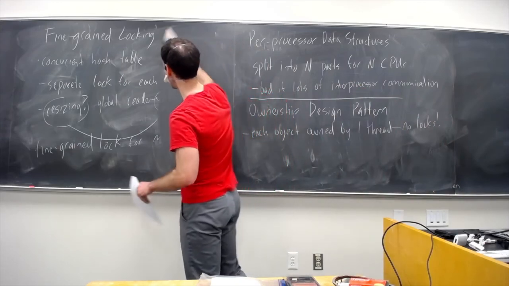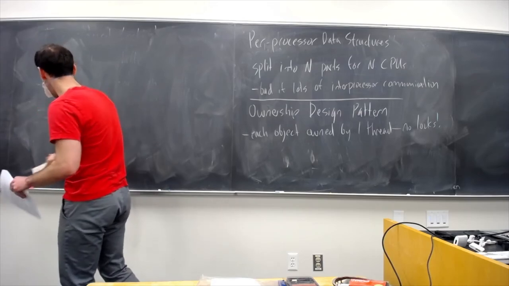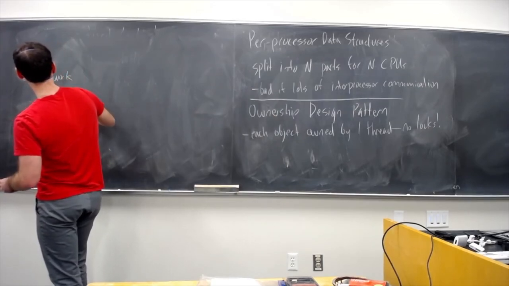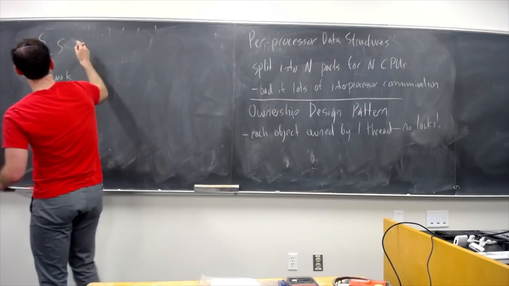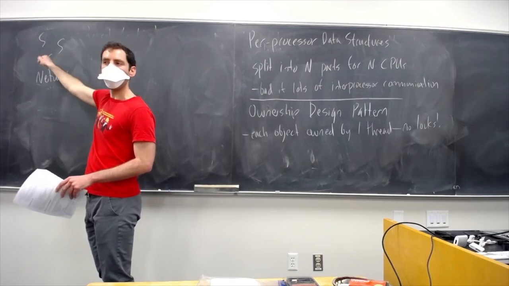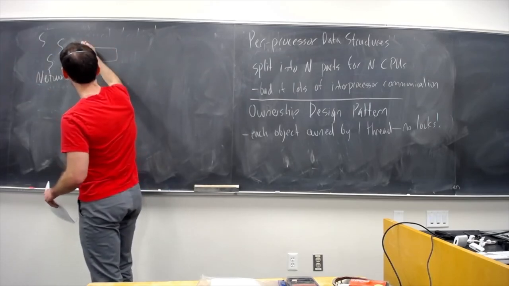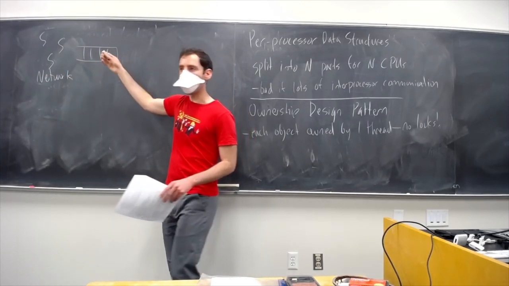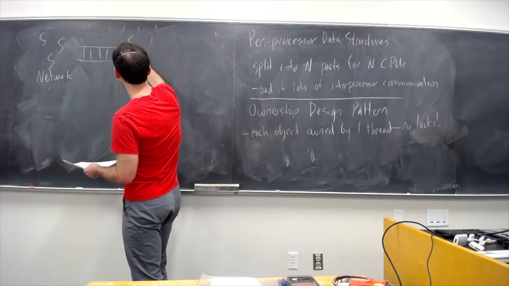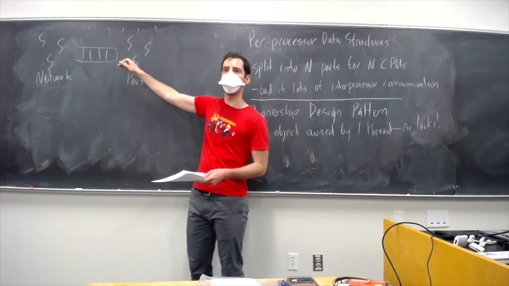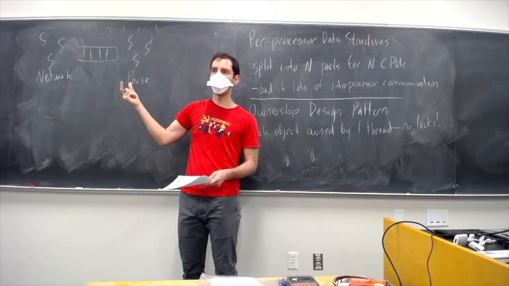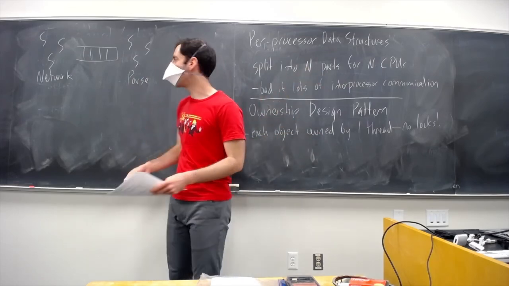As an example of this, we might have different stages of a program. Like a web server, we have a network stage where connections are coming in, and one thread handles one connection. And then we have one of these bounded buffers, like a queue, that passes information from the network stage into the parse stage, which has its own pool of threads. When one thread takes a network request out of this queue, it's the only one that deals with that request. This is our ownership. One thread owns one object.